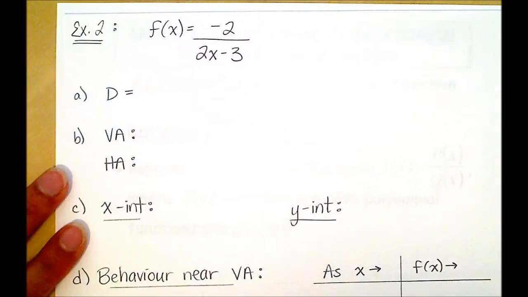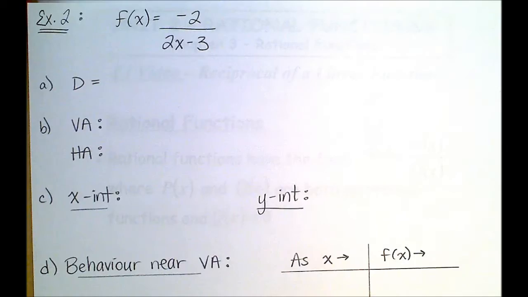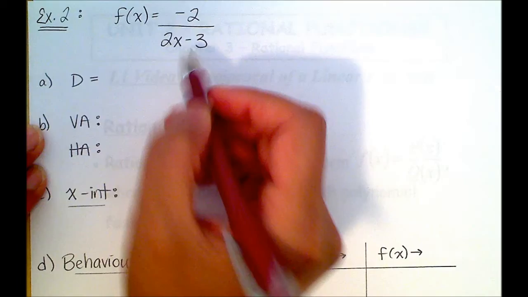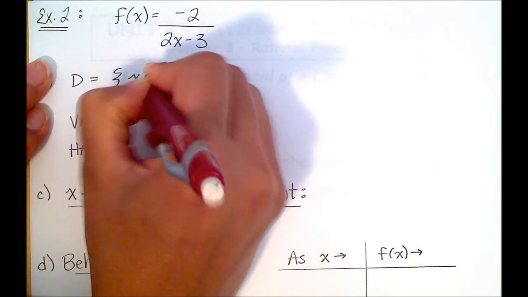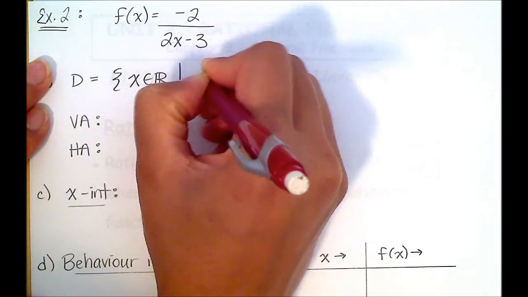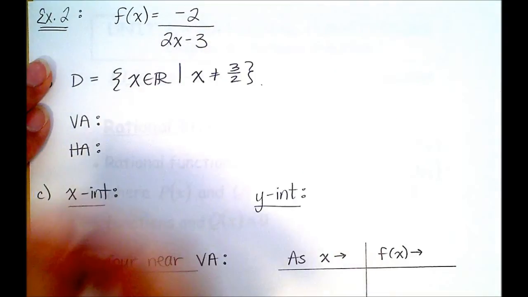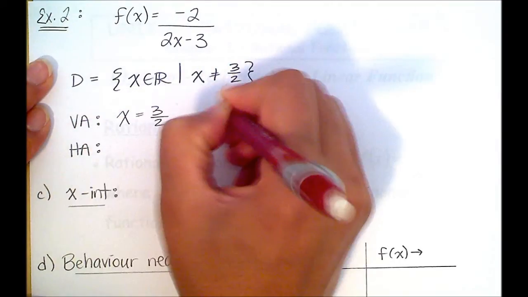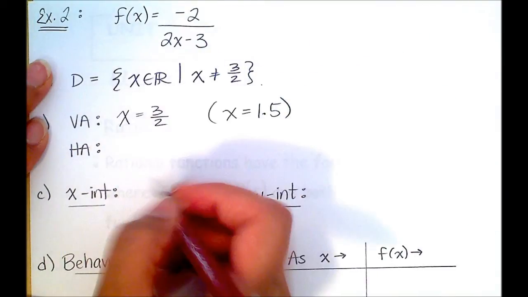And so for the first part, I've written down the function. The first part asks me to state the domain. So the domain includes all values of x except for any restriction on the denominator. In this case, the only restriction is 3 over 2. So my domain is x is an element of all real numbers such that x cannot equal 3 over 2. And then the vertical asymptote is x equals 3 over 2. If you're looking at graphing it, it's about 1.5. The horizontal asymptote, again, would be y equals 0.